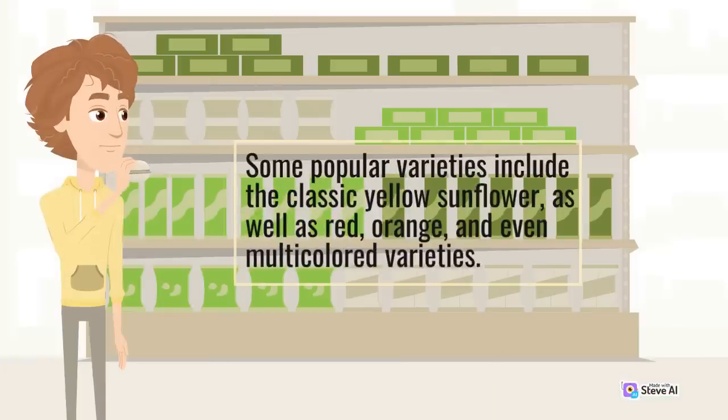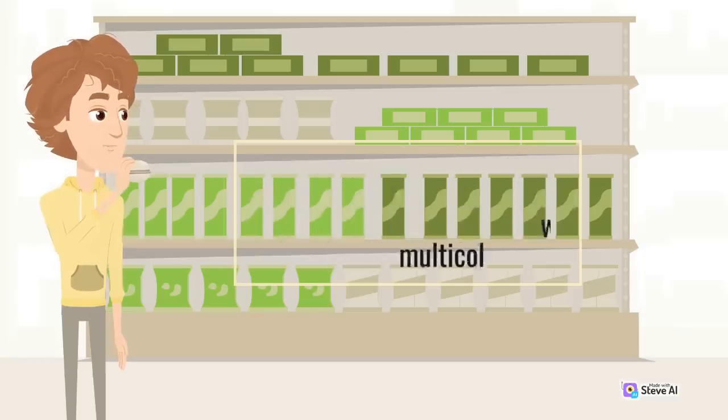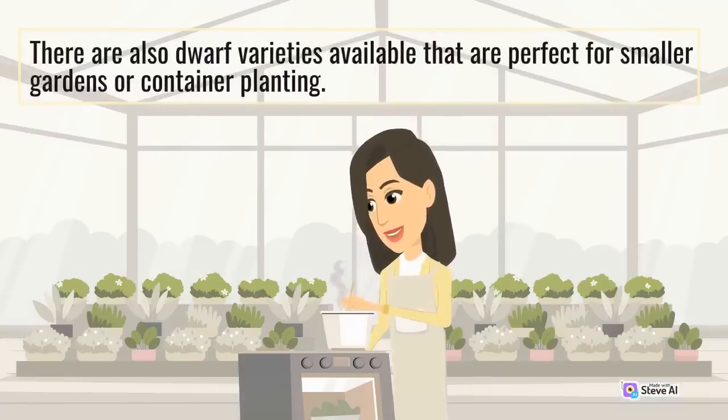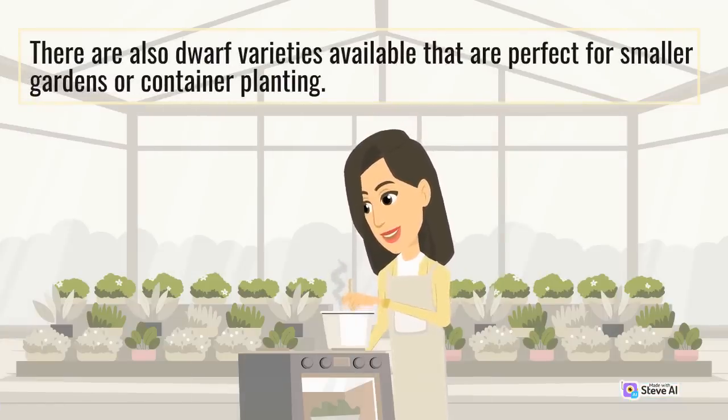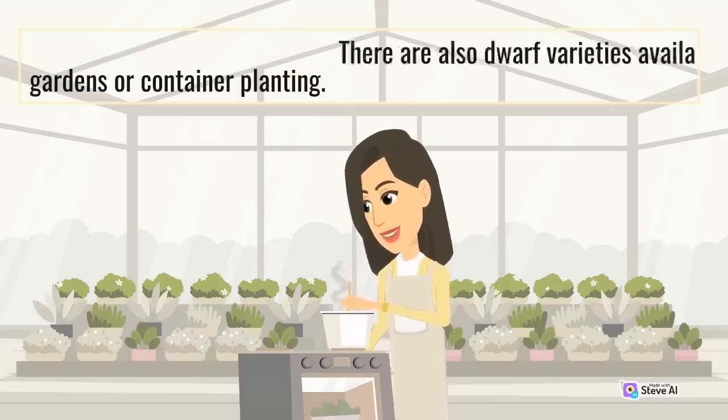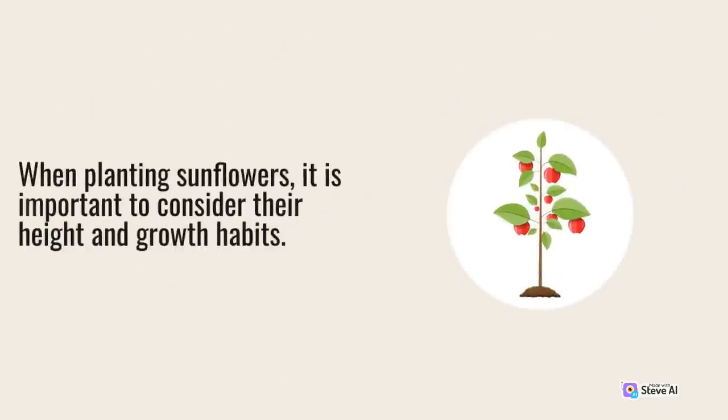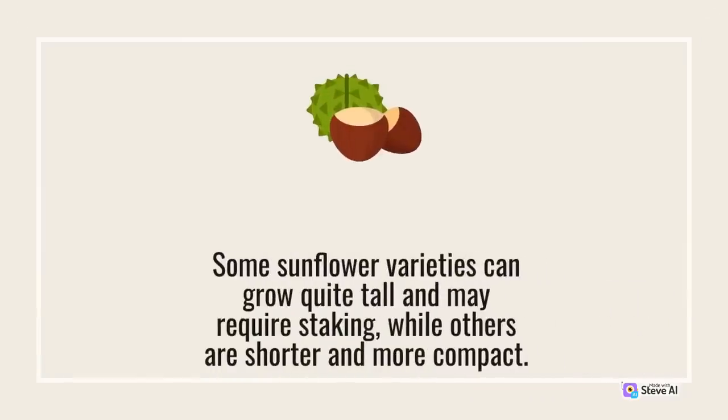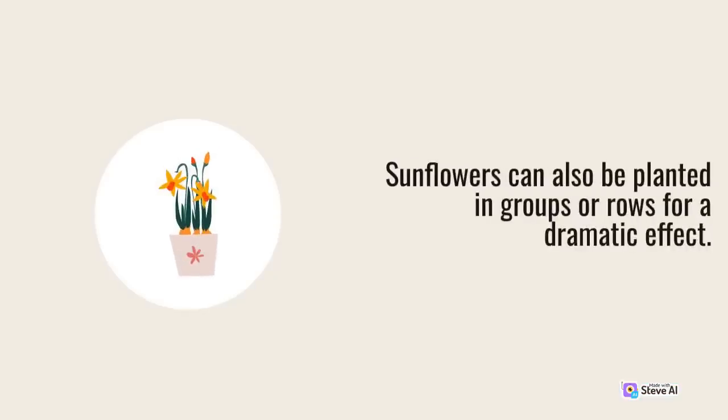Some popular varieties include the classic yellow sunflower, as well as red, orange, and even multicolored varieties. There are also dwarf varieties available that are perfect for smaller gardens or container planting. When planting sunflowers, it is important to consider their height and growth habits. Some sunflower varieties can grow quite tall and may require staking, while others are shorter and more compact. Sunflowers can also be planted in groups or rows for a dramatic effect.